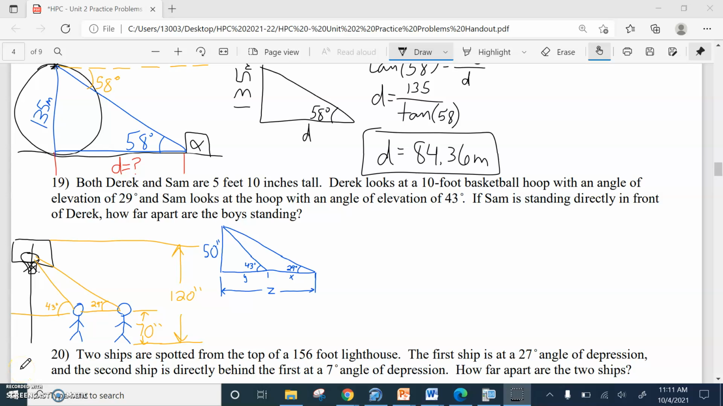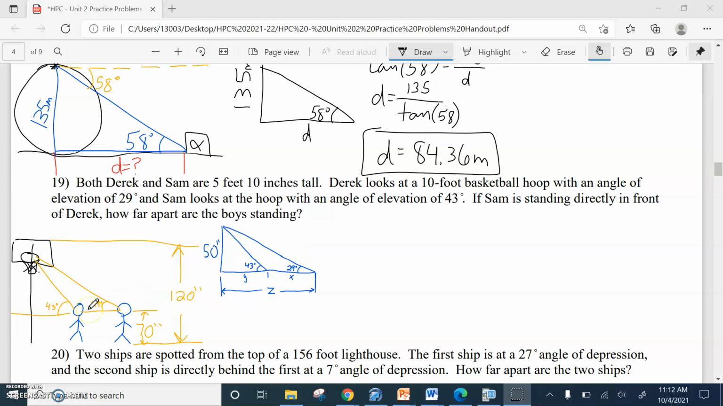Okay, moving along, in this video we're starting at number 19 for 2-1. We have two people, Derek and Sam. They are 5 feet 10 inches tall. They are each the same height, and they are each looking at the same 10-foot tall basketball hoop. One of them has an angle of elevation of 29 and one is 43, so that's their difference.